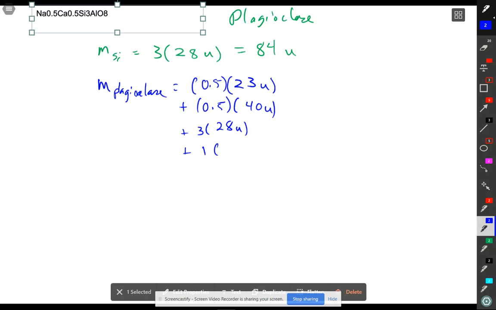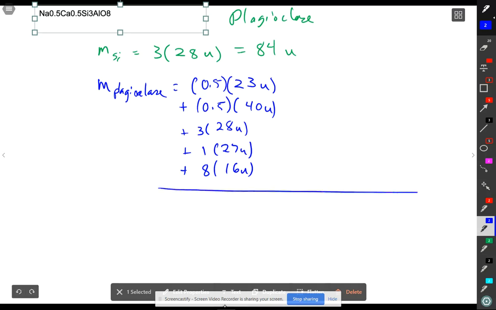I believe it's the one under B. Oh, 27. And then finally, plus 8 times the mass of oxygen, which is 16. Now, you understand I got the 8 from the subscript on oxygen, the 1 because there is no subscript on aluminum, the 3 from the subscript on silicon, and so on, right? I want to make sure it's clear to everyone where we got these. So if we add these all up, 23 plus 40 is 63, divided by 2 is 31 and a half, plus 84. Okay, I'm not going to do it all in my head. Yes, please do it on a calculator.